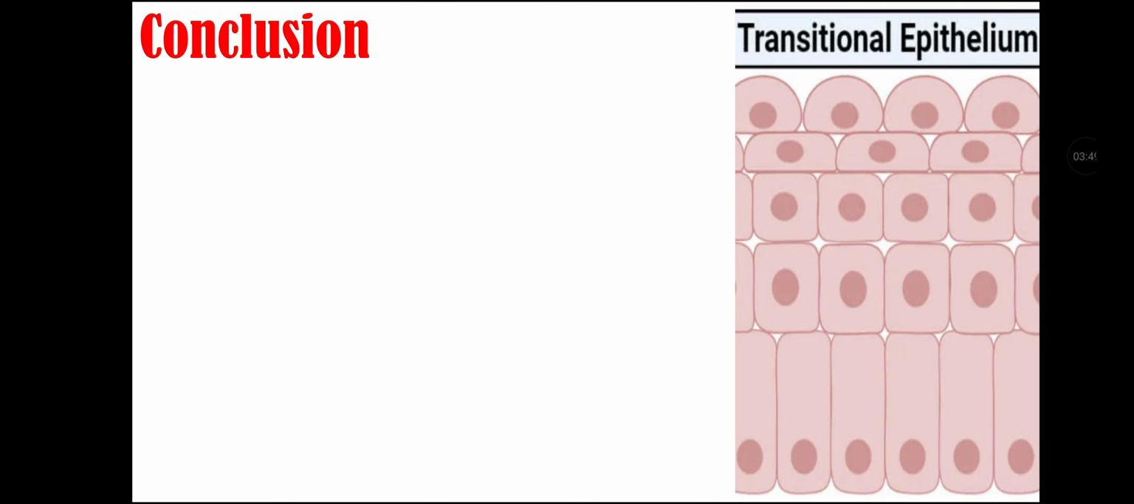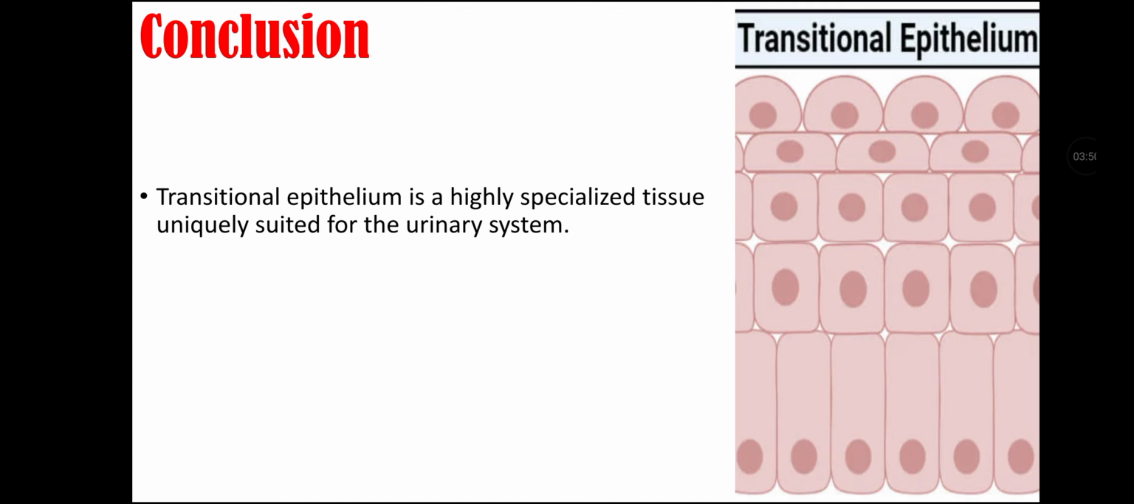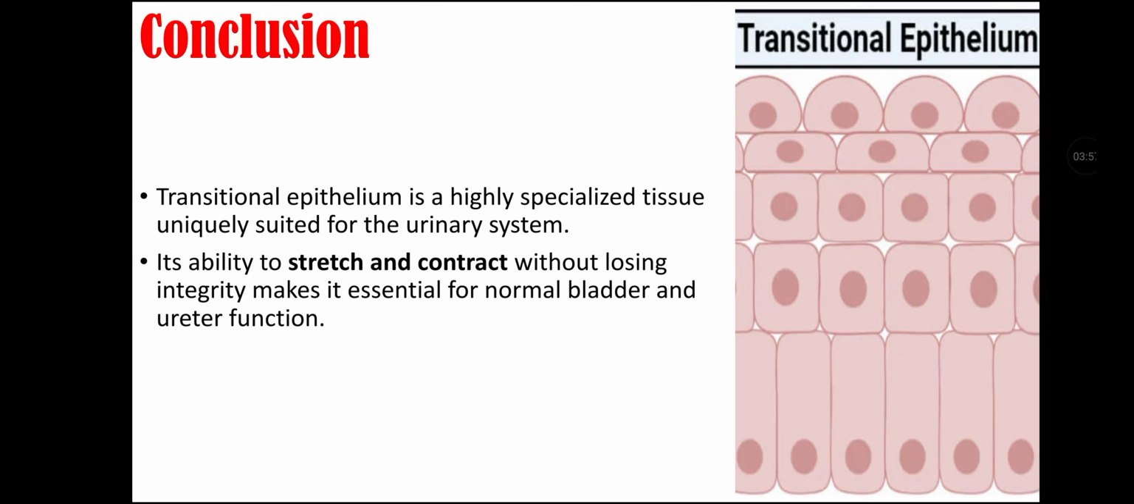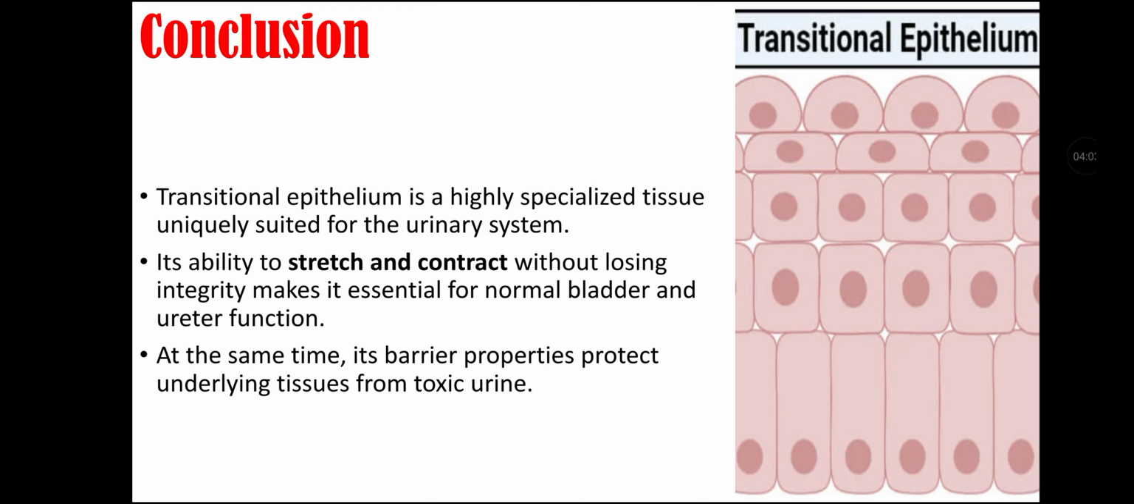Now let's talk about the conclusion of this lecture video. Transitional epithelium is a highly specialized tissue that is uniquely suited for the urinary system. Its ability to stretch and contract without losing integrity makes it essential for normal bladder and ureter function. At the same time, its barrier properties protect underlying tissue from toxic urine.